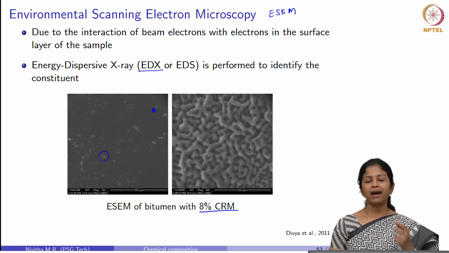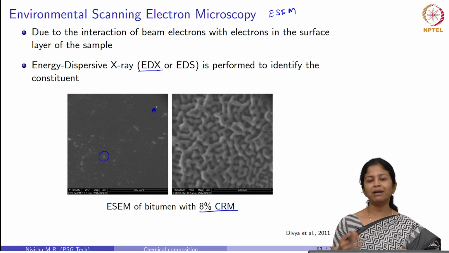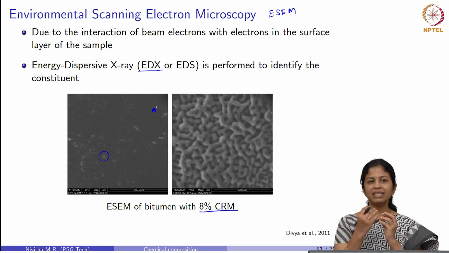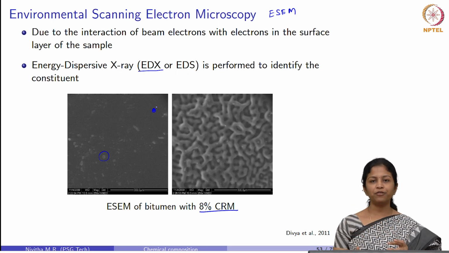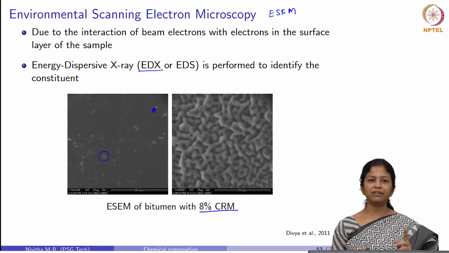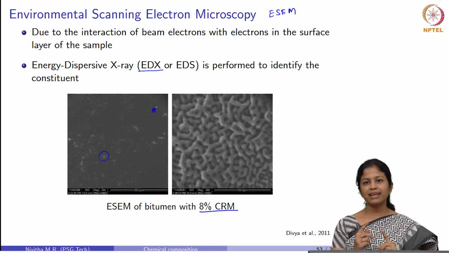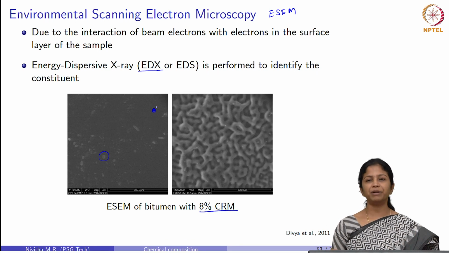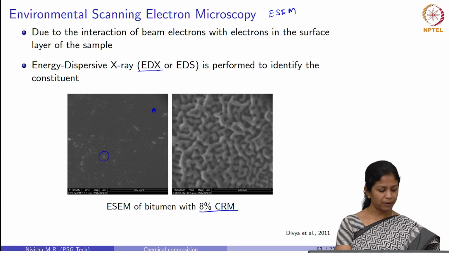This is very advantageous because when we add a modifier to bitumen, we want to see which is the bitumen phase, which is the modifier phase, and if we see some difference in the morphology, we will be able to identify what is that particular material which is present there. So, this is additional information which we get from ESEM, which is not obtained from fluorescence microscopy.